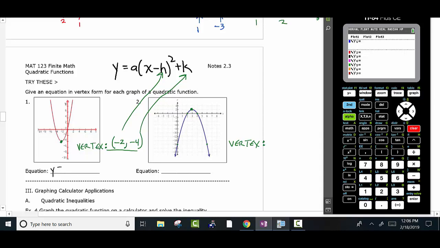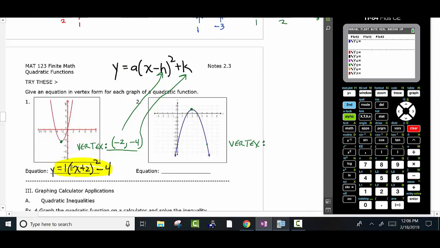So you would have y equals, you can put 1 or leave 1 off. Then it would be x minus negative 2. This is where you got to be careful. Minus negative 2 would become plus 2. Then if you plug in the negative 4, you'd have minus 4 like that. Okay, so that is the answer to the problem.